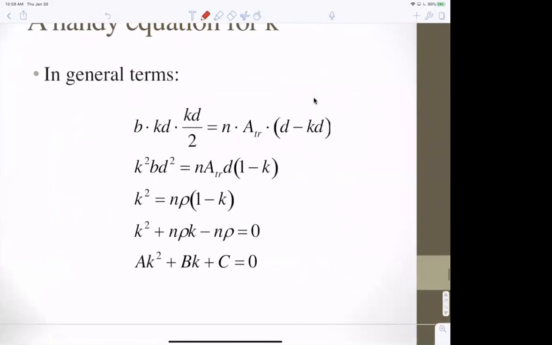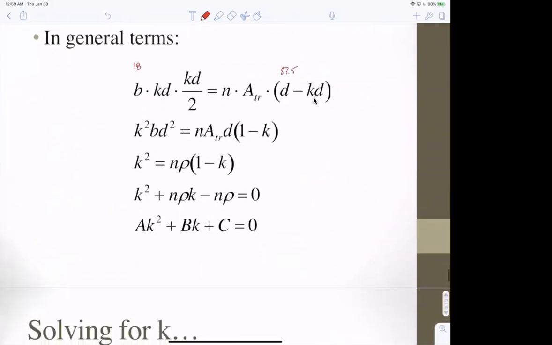So in general terms, this is what we did just now. Remember, that was 18, that was 27.5. If you do everything in variables, and then you do some tricky things, like divide by BD squared, you get A transpose over BD.